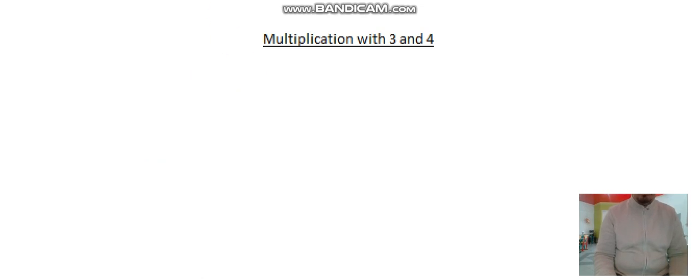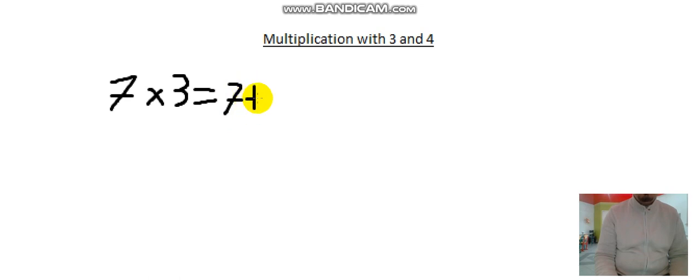The next option is thinking, let's say I have a multiplication like 7 times 3. I think, what number am I multiplying 3 with here? That would be 7. I'm going to add that number to itself 3 times. So that would be 7 plus 7 and one more 7.